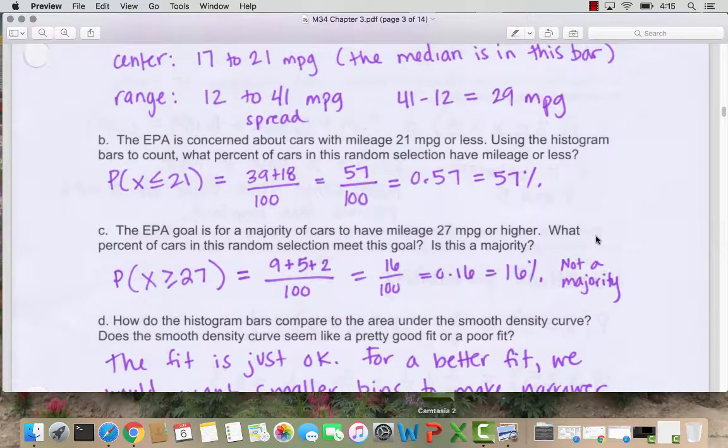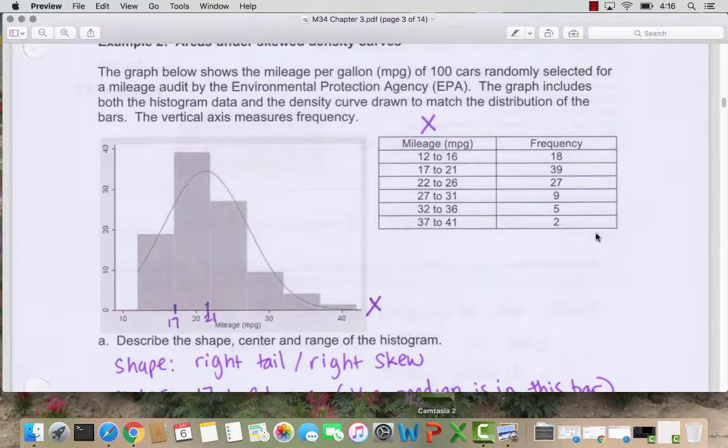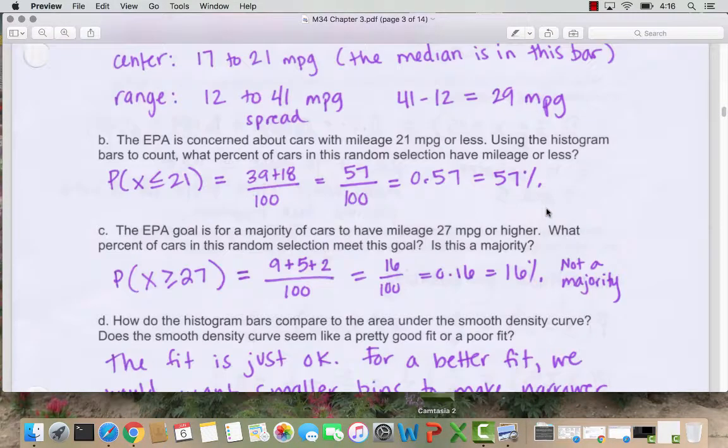So the EPA goal is for a majority of cars to have mileage 27 miles per gallon or higher. We want to know what percent of cars in this random selection meet this goal. So we come back to our histogram frequency table here, and we add up the values for 27 and higher miles per gallon. So 9 plus 5 plus 2 gives us 16 out of 100, or 0.16, or 16%. This is not a majority of cars meeting our goal.